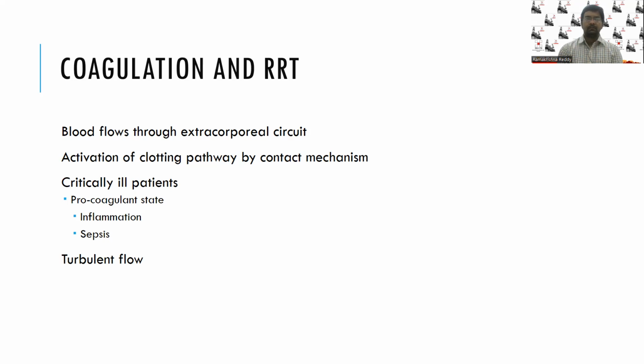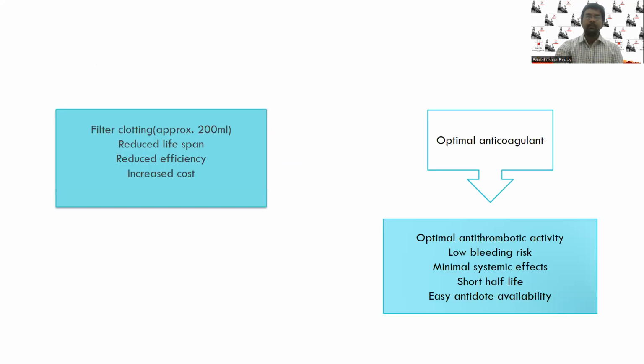So what happens if there is a clot in the circuit? Why are we worried? Because it reduces the lifespan of the filter. Once a clot forms in the circuit or in the filter, the efficiency of the filter decreases over the duration, so the solute clearance is affected. As the clot is formed, the duration for which the dialysis can be done also decreases. So the dose and the duration of the dialysis get affected.